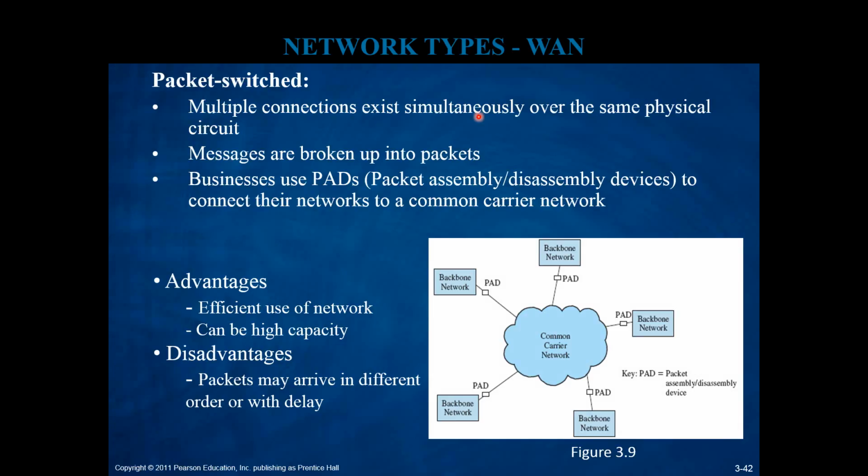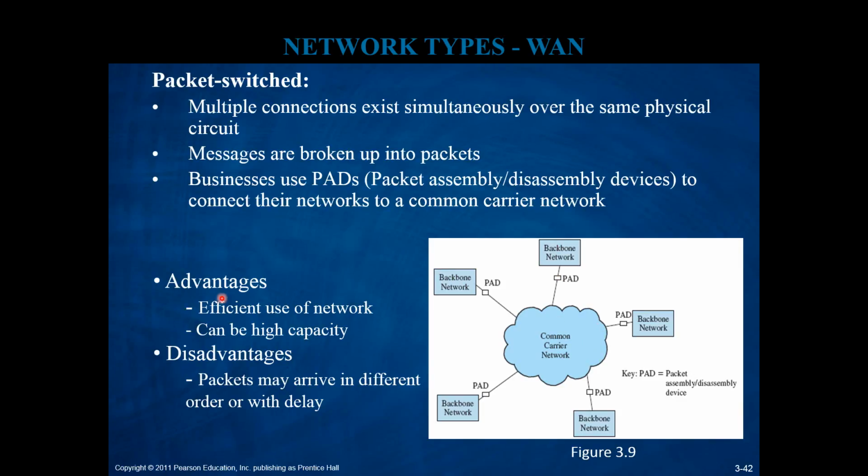So basically, you have multiple connections among multiple devices on a network, and when messages are transmitted from one device to another, they're broken into packets or small chunks. And then businesses use PADs, packet assembly and disassembly devices, to connect their network to a common carrier network. So you have a common network connecting all those devices together, and then one network wants to send something to another network, so that message is broken into packets, and those packets travel different routes. Eventually they're reassembled at the destination.